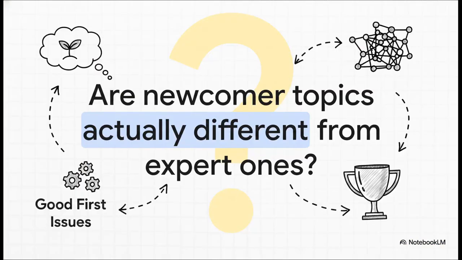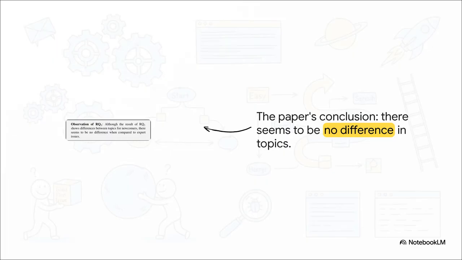This was it, the core question they set out to answer. After all that data crunching, what was the final verdict? Are the topics that newbies work on fundamentally different from what the seasoned pros are tackling? The answer, straight from the paper itself, was a huge, resounding no. Their exact words were, there seems to be no difference when compared to expert issues. Just let that sink in for a second. The topics are not different.